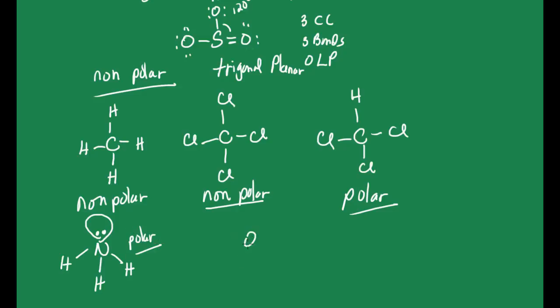And now I think you can see the same thing with water. Here we draw the Lewis structure for water. And we know the molecular shape is bent. So again, there's not an even distribution of the electrons. So this is a polar molecule.